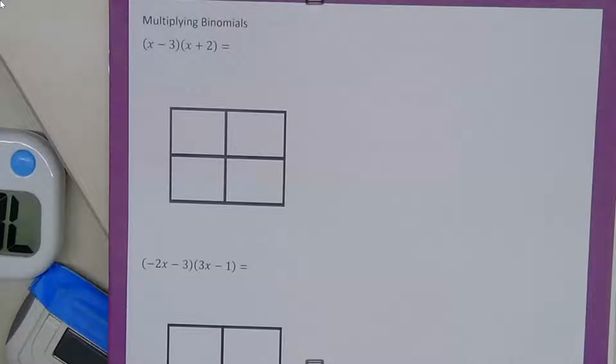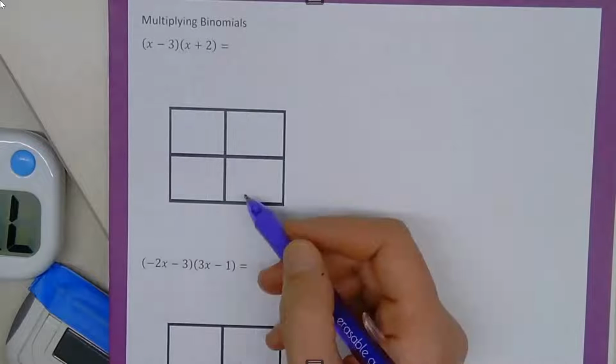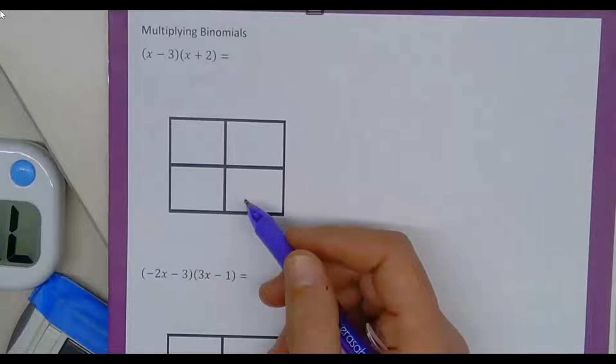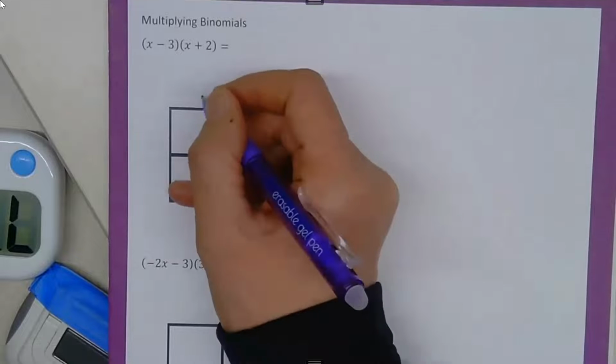In this video, we're going to show how to multiply two binomials. I'm going to use an array to show you how to do this. There are other ways to show this, but I'm going to use the array. You can decide if you like using an array or if you want to use another method.